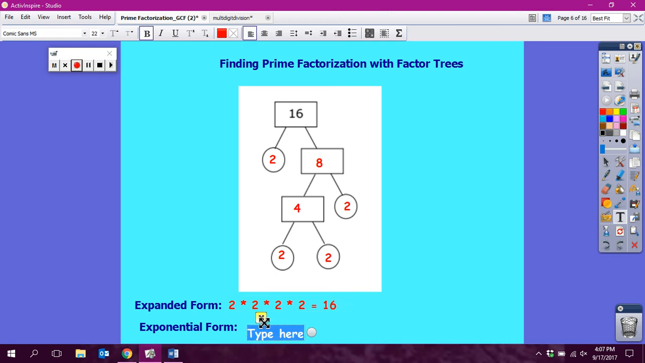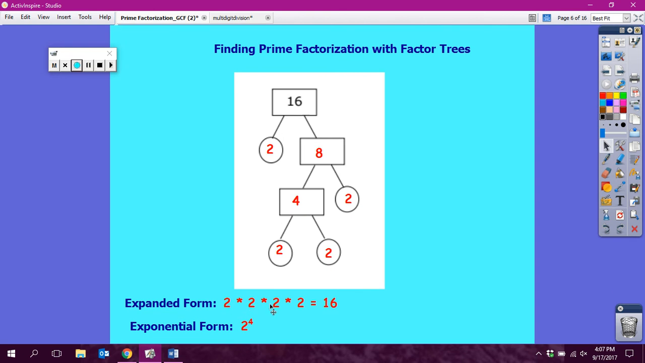Now when I write that in exponential form, since I've only got one factor that's being repeated, remember you look at what is being repeated, which in this case is the 2, and then your exponent lists how many times it is repeated. So in this case it's 4. And now I have used all of my base numbers, so this is all you have to write for exponential form. In this case it's 2 to the 4th power.